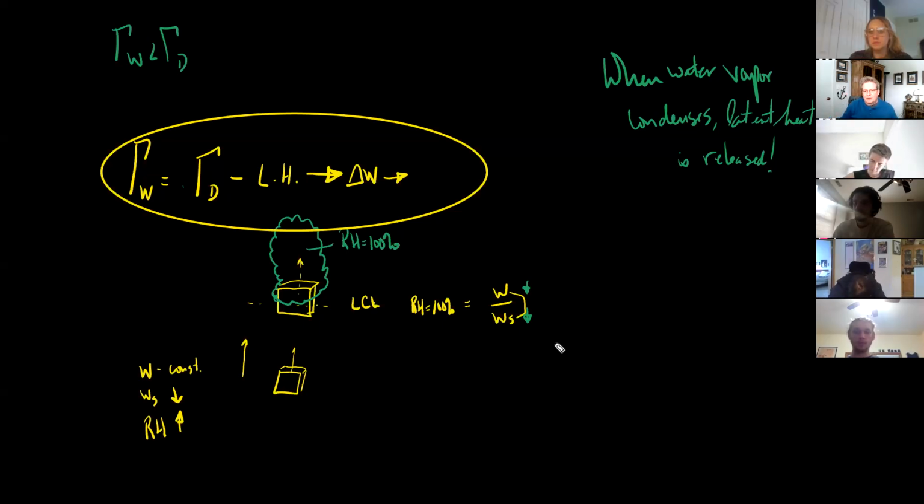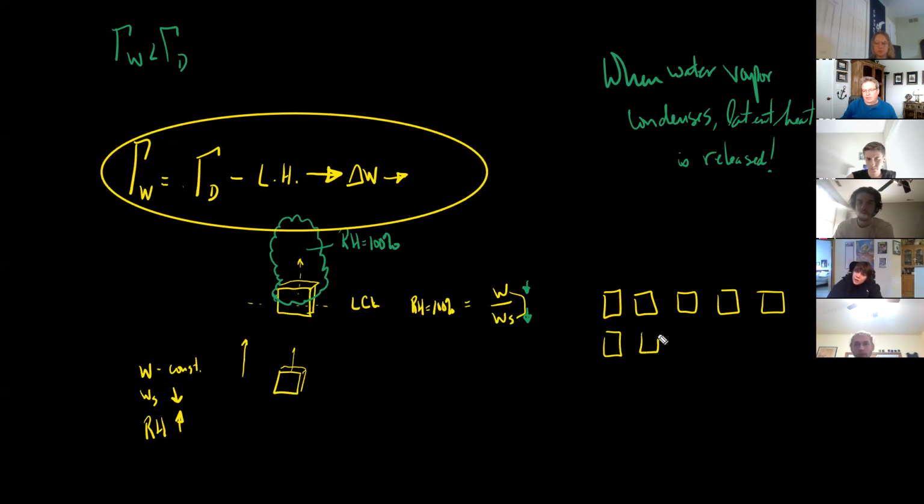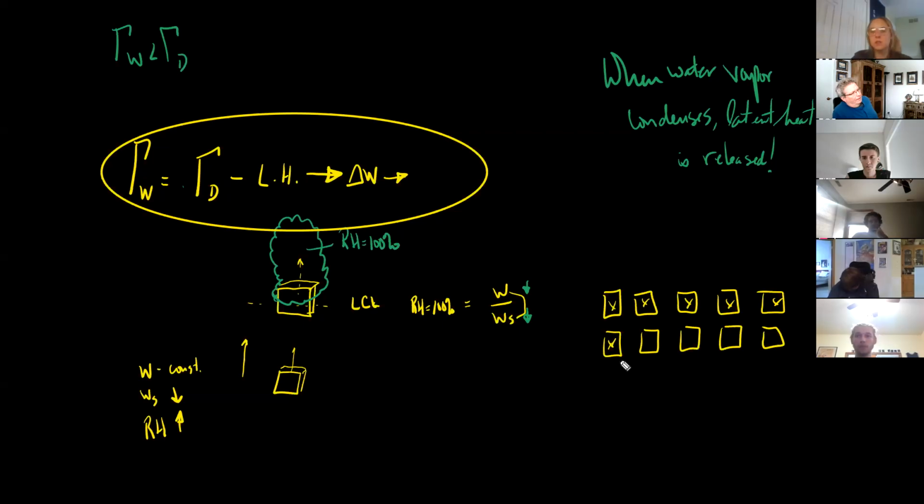Here. You guys, watch this. I'll do this once really quickly. What's my relative humidity? 60%, right? What's my W? 6. What's my capacity, W sub S? 10. Okay, so when I lift the air, what starts happening? I start removing chairs. Now what's my relative humidity? 75%. 6 out of 8, 3/4.